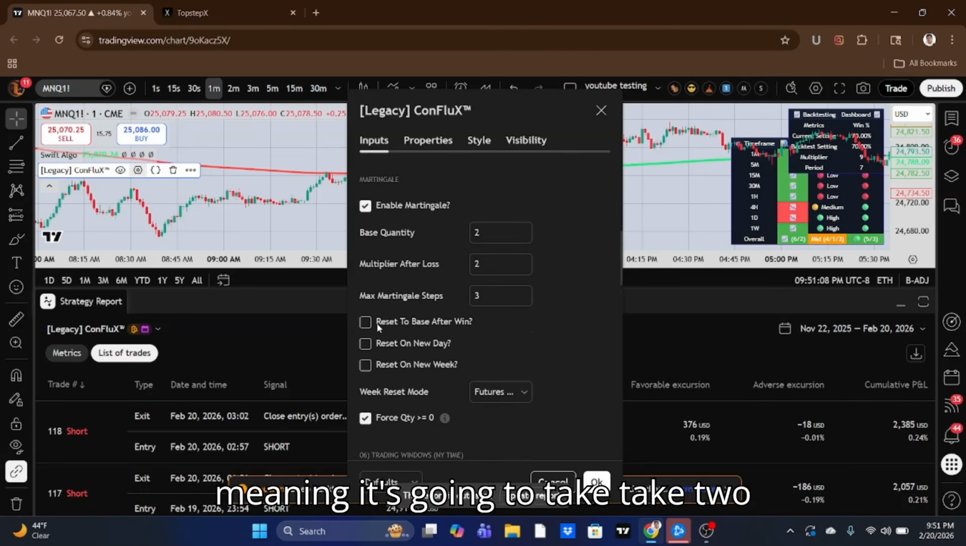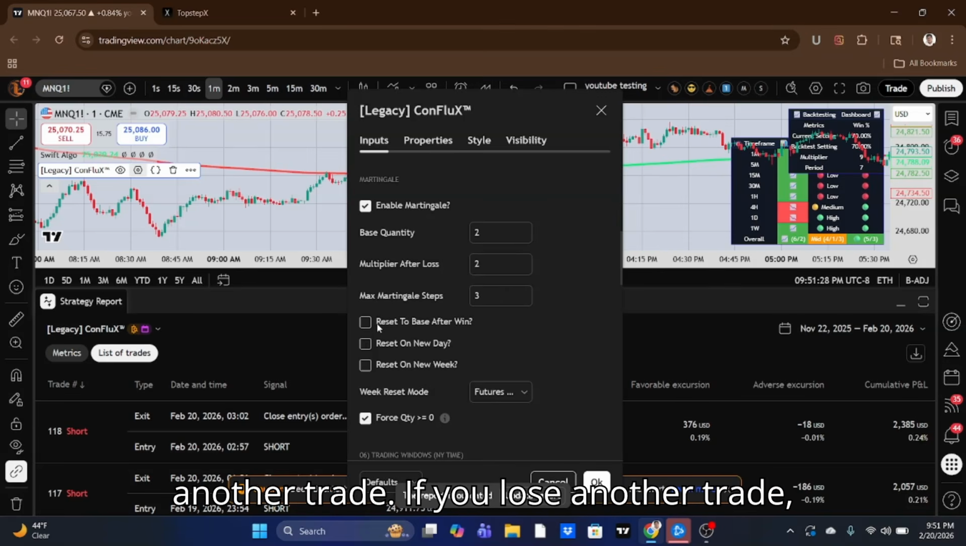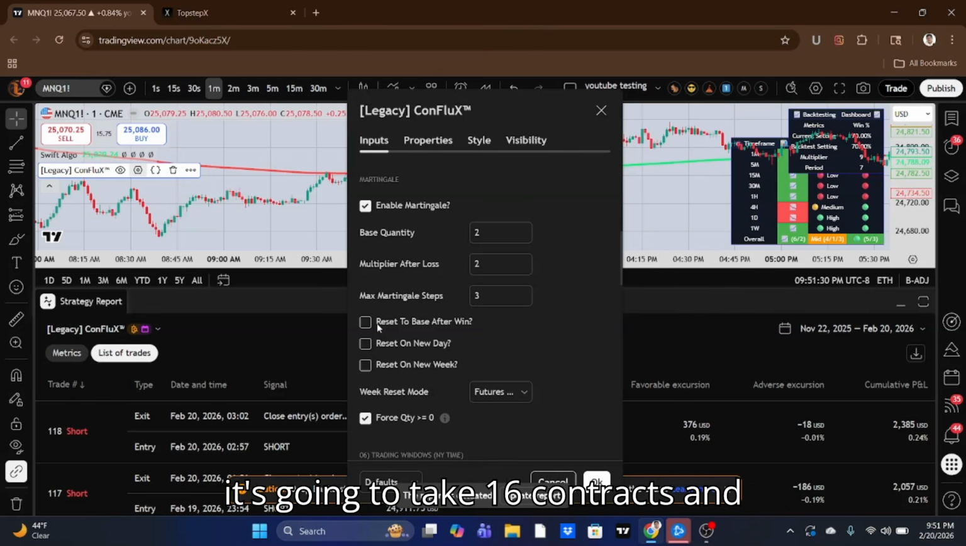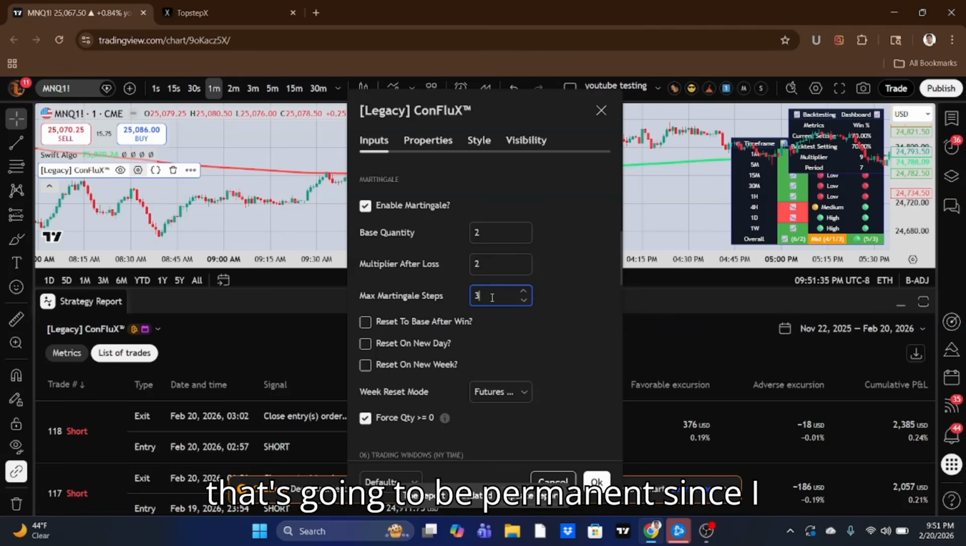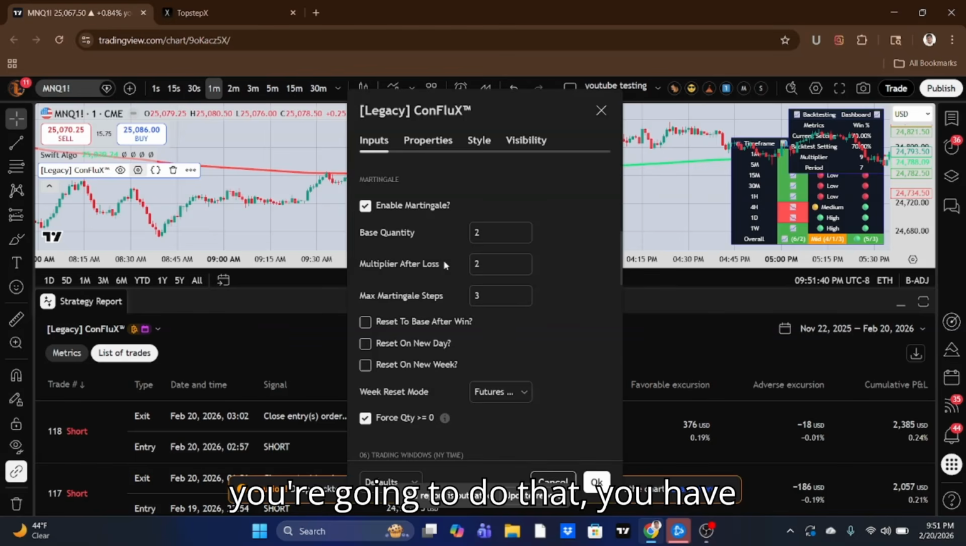If you leave this unchecked, meaning it's going to take 2 contracts, then once it takes a loss, it's going to take 4 contracts. Win or lose does not matter. It will remain at 4 as long as you keep winning trades. But if you lose, it's going to take 8 contracts until you lose another trade. If you lose another trade, it's going to take 16 contracts, and that's going to be permanent since I have maximum 3 times, okay? But if you're going to do that, you have to do reset on new week, okay?